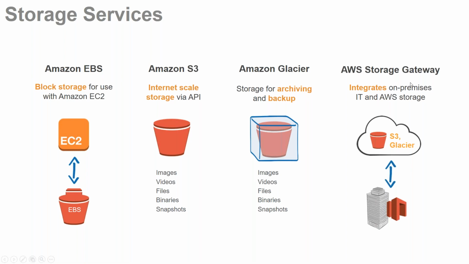And then we have a service called Storage Gateway, which can integrate your on-prem applications with the AWS Cloud, wherein it can take backups on a continuous basis onto S3 or Glacier. The Storage Gateway helps you connect between your applications running in your on-prem data center and the cloud, on S3 or Glacier.